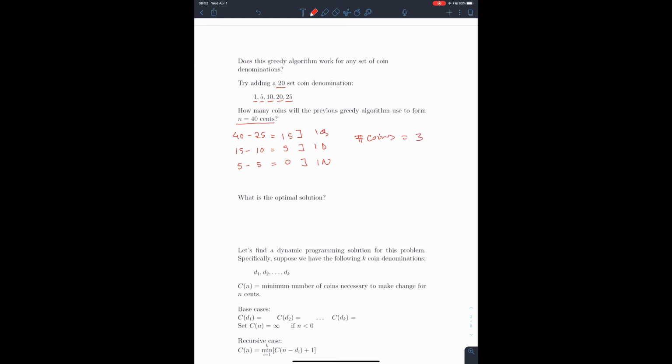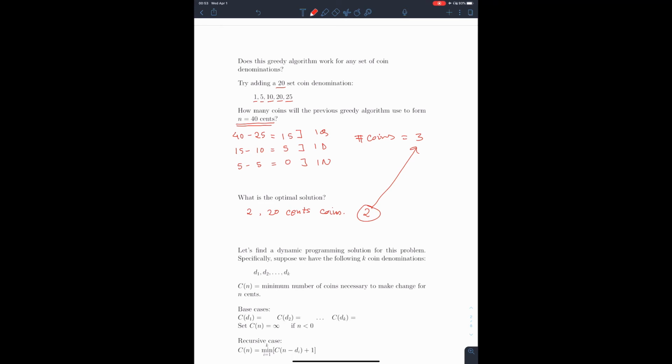So the number of coins is 3. If we think about it, the optimal solution should be if we use 2 20-cent coins. So the optimal solution should be 2, but using the greedy algorithm we have discussed in the previous problem, we get 3. So in this case, our greedy algorithm does not give us the optimal solution. I encourage you to think about why it does not yield the optimal solution in this case.